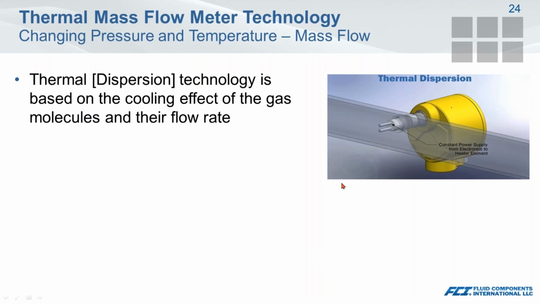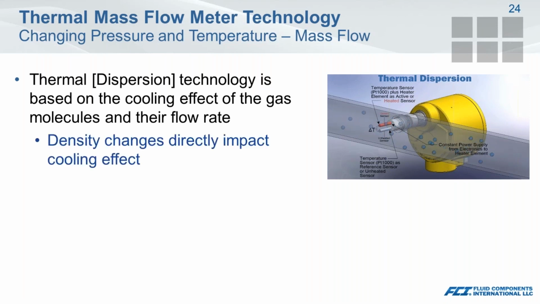So with this, again, we're looking at the cooling effect of that sensor, and that's tied into the velocity of the gas as well as the density of the gas. So based on our pressure and temperature changes, that is going to impact our gas density, which will directly impact the cooling effect on that sensor. And in this case, since we're automatically adjusted for this change in pressure and temperature, we can provide one instrument with a mass flow output.